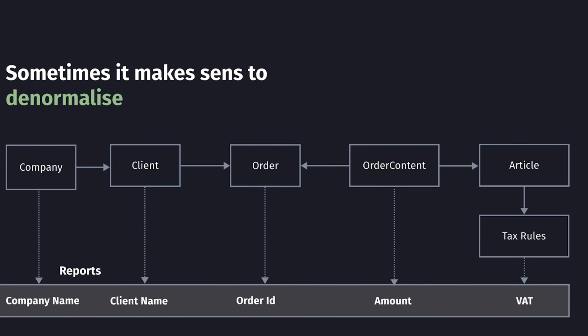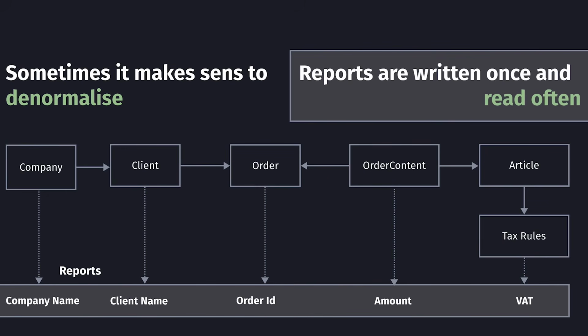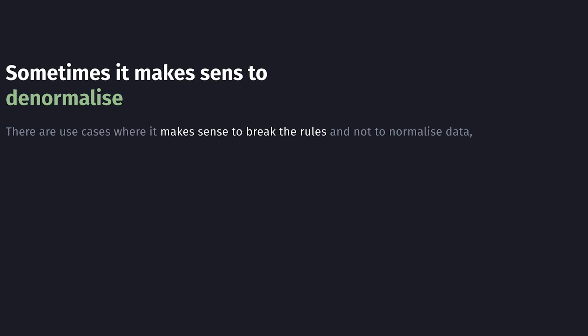And you know what? The drawbacks of denormalization don't apply here, because in the reports table, each row is intended to be written once only and then read a lot. It isn't used in database transactions at all, other than the one used to write it initially. In other terms, there are use cases where it makes sense to break the rules and not to normalize data, because not everything is a transaction.